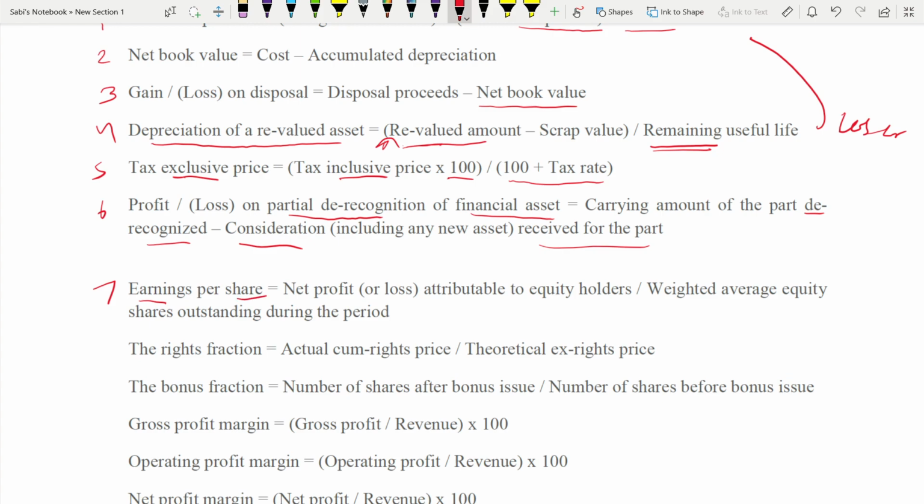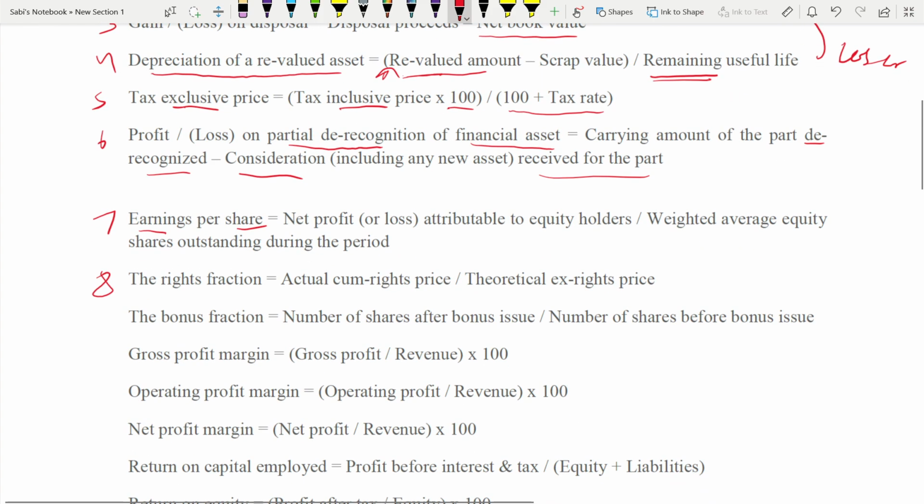Okay. Now eight, the rights fraction. Yes. The rights fraction is used when you are doing a rights issue. You need this fraction: actual cum-rights price, okay, cum-rights price, not ex-rights price, divided by theoretical ex-rights price. Make sure that you know how to find the theoretical ex-rights price, first of all.